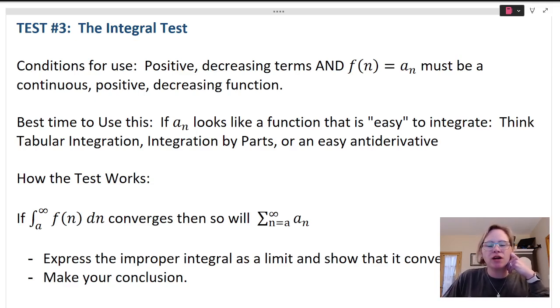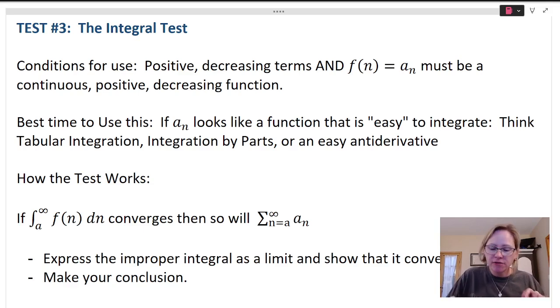In this video we are going to talk about a test to determine if an infinite series converges or diverges, and the test we're going to talk about here is called the integral test. So for an integral test, when we have an infinite series, let's talk about the conditions for which we can use this test. First of all, your terms have to be positive and decreasing. So you have to always check that these two things are the case.